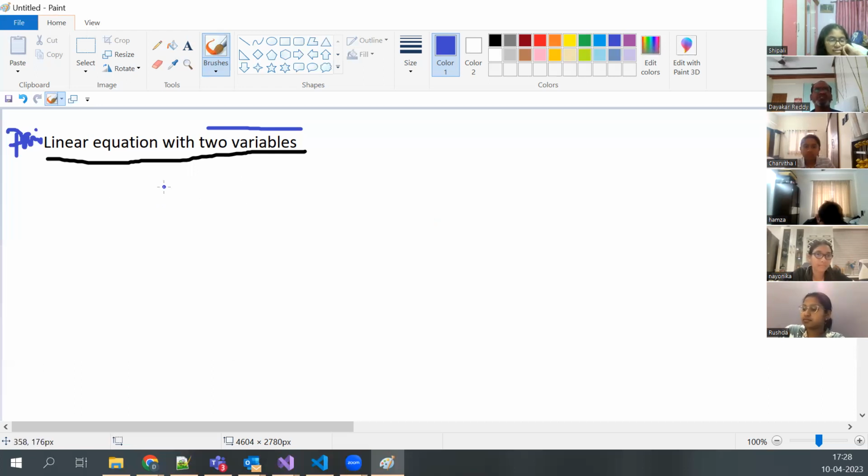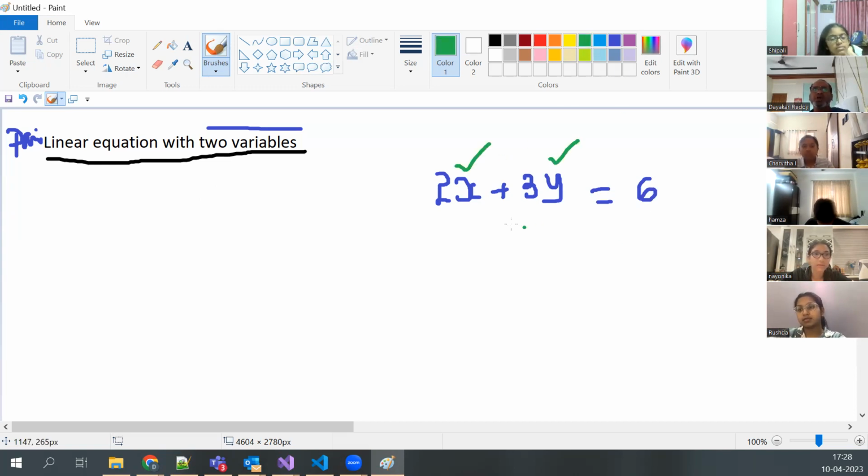First, we will try to understand what a linear equation with two variables is. For example, you can see here 2x plus 3y equal to 6. How many variables are there here? Two variables. So I can say that this is an example of a linear equation with two variables. Is it clear? This is an example for that.